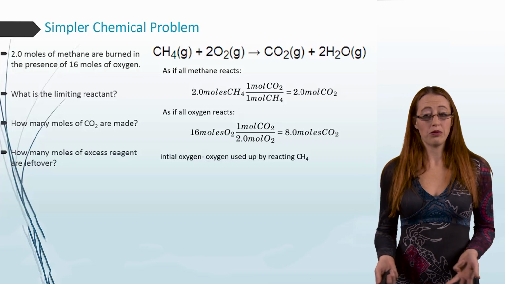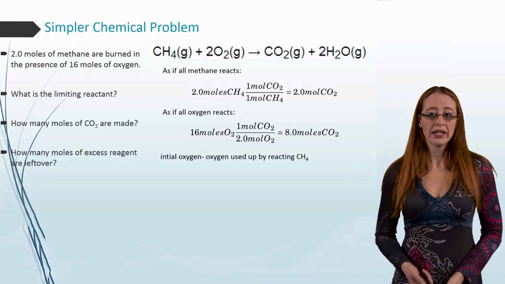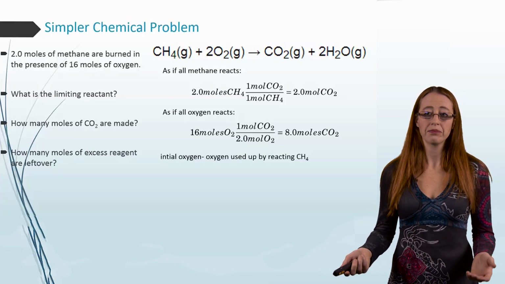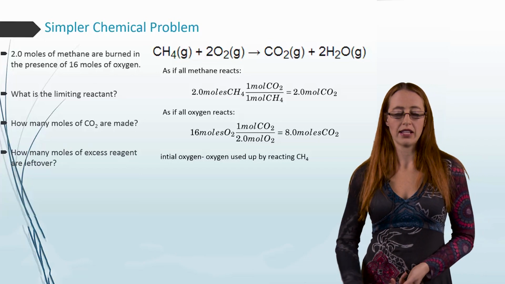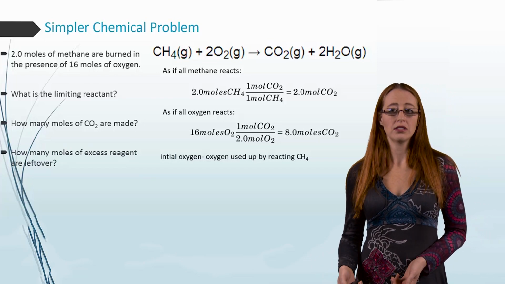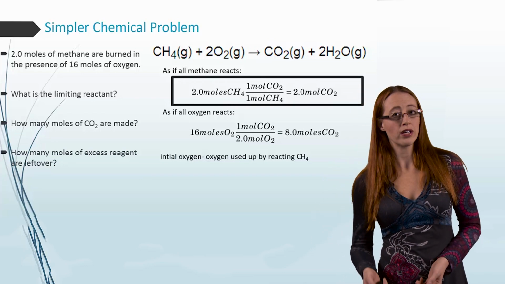Now, we know we don't form both of these. One has to be right, and it's always going to be the lowest one because we're going to run out of methane first. The methane's going to be all used up. And then we just have all this leftover oxygen that wasn't needed. So our total amount made is 2 moles of carbon dioxide, and our CH4 is our limiting reactant.